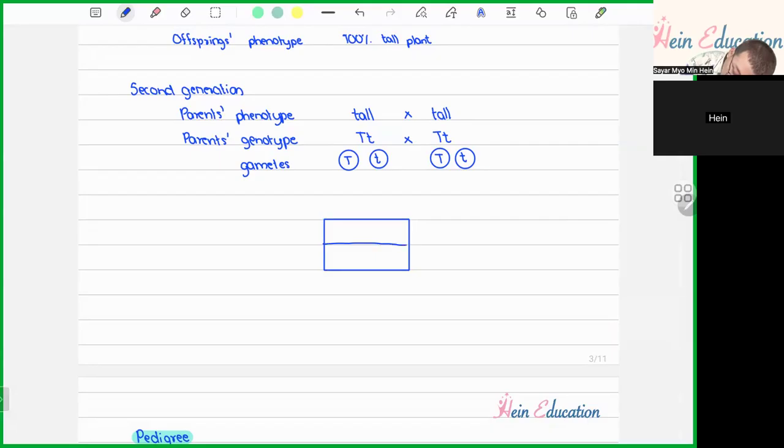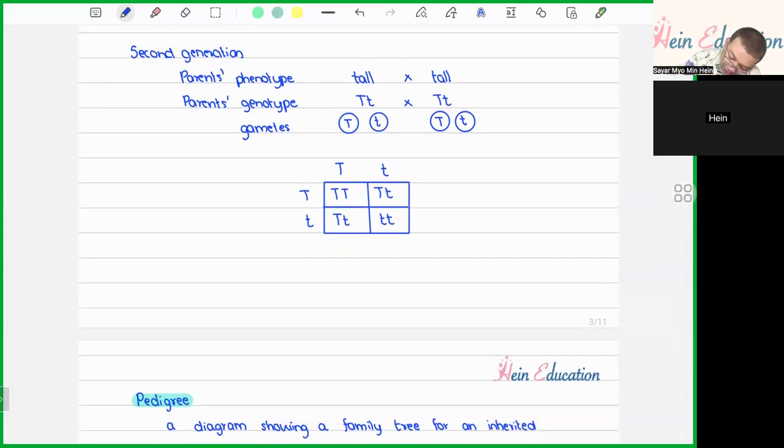So now we have the Punnett square. Okay, so we get capital T small t and capital T small t. For the first one, we get capital T capital T, capital T small t, capital T small t, and small t small t. Oh, now we can see a different variety of the offspring produced.